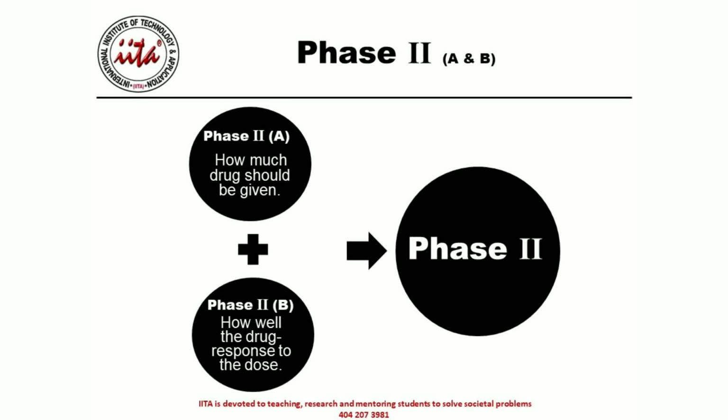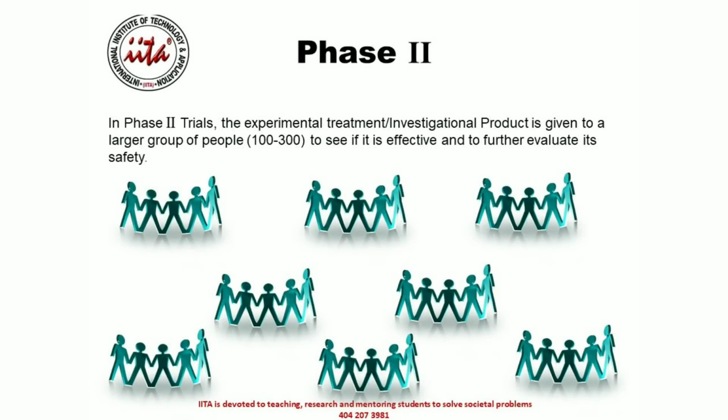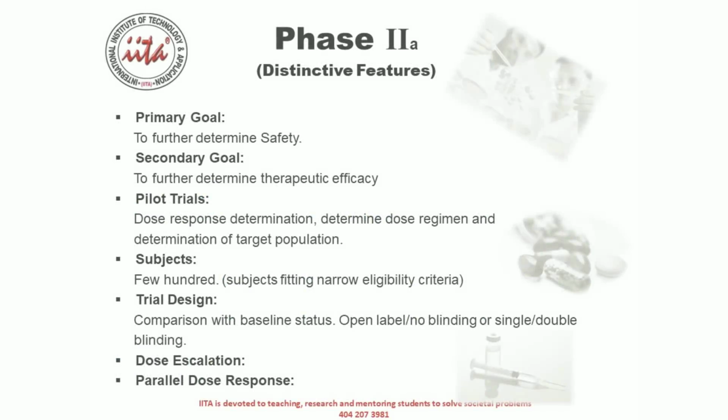Phase 2, A and B. In phase 2A, we determine how much drugs should be given. Phase 2B, we determine how well the drug response is to the dose. In phase 2 trials, the experimental treatment investigational product is given to a larger group of people, usually between 100 and 300, and this is to see if it is effective and to further evaluate its safety.